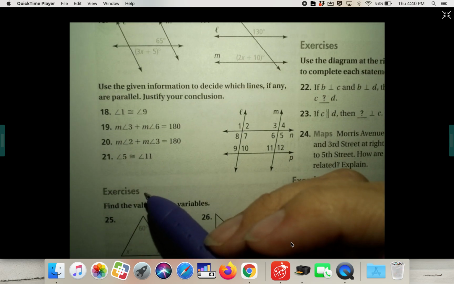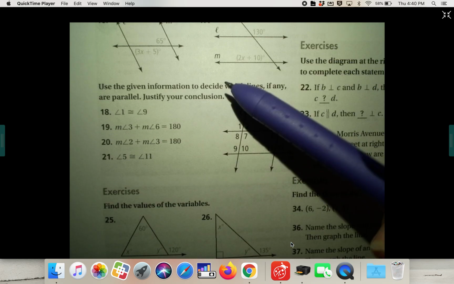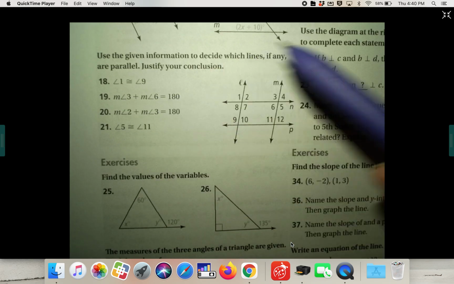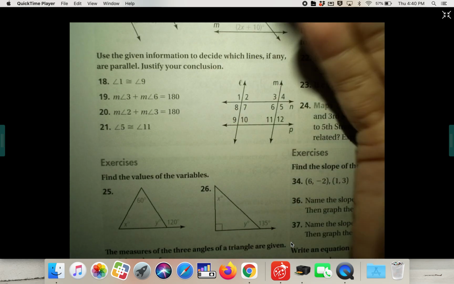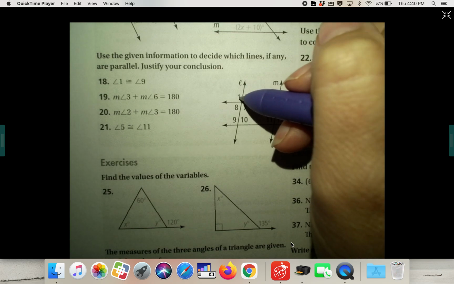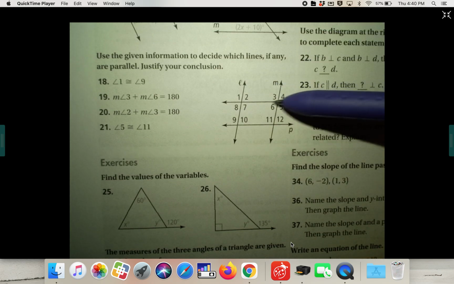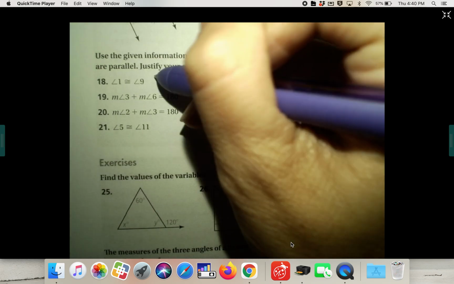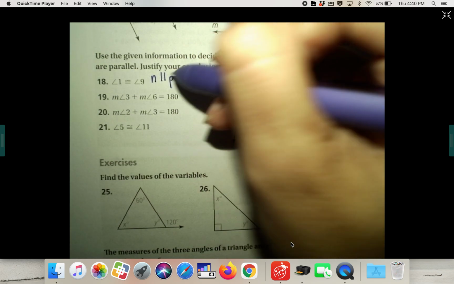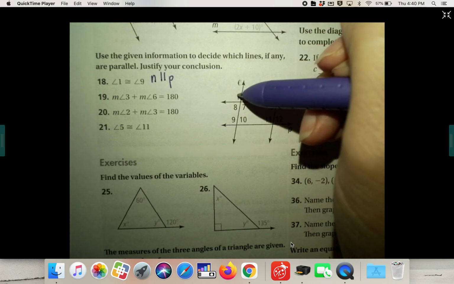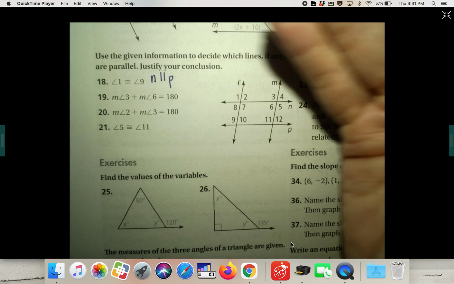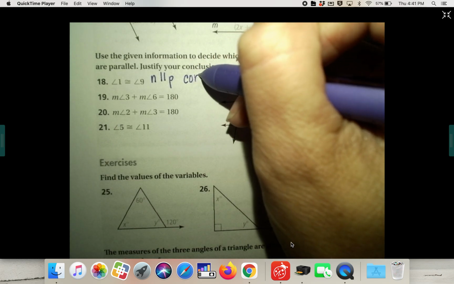Number 18, let's see. Decide which lines are parallel and then justify. So angle 1 and angle 9, those would be corresponding. So that would make angle, let's see, it would be N and P. So you'd put N is parallel to P. And again, because these two are corresponding, we're actually doing the opposite. We're naming them parallel so that would be corresponding converse.